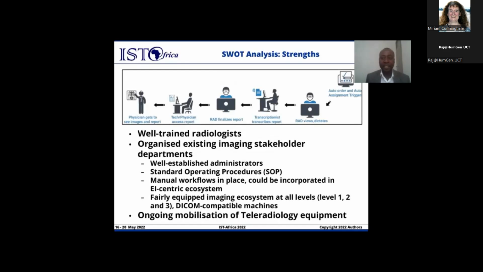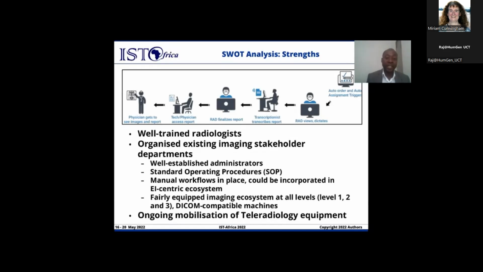Our SWOT analysis at the University Teaching Hospitals revealed the following. Strengths. We noted that radiologists that are practicing are well trained from reputable institutions. We also noted that there is already an organized existing departmental stakeholders that are involved in clinical imaging.